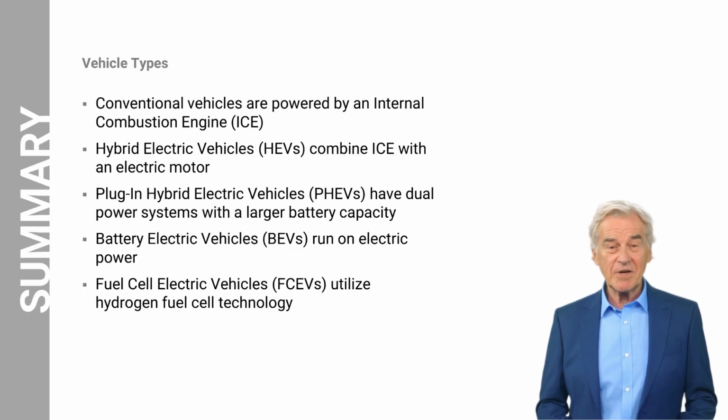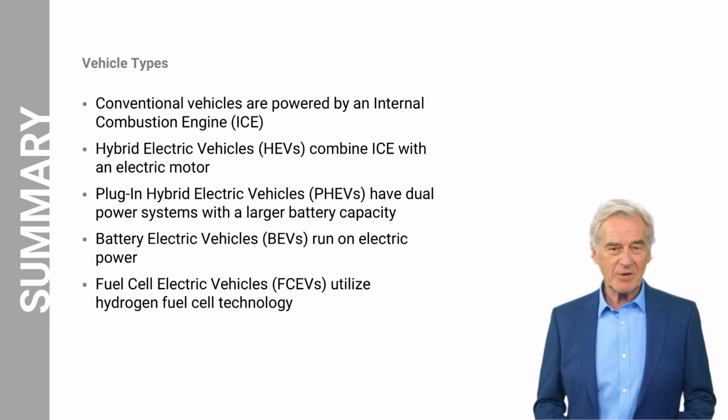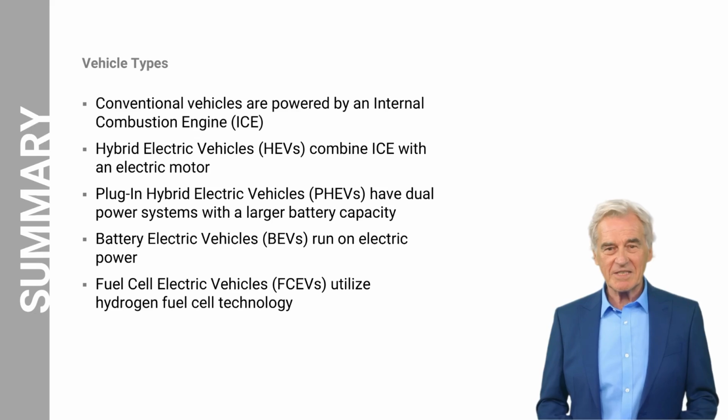Let us summarize what we have learned about the different types of vehicles. Conventional vehicles run on fossil fuels. Hybrid electric vehicles, HEVs, combine internal combustion engines with electric motors. Plug-in hybrid electric vehicles, PHEVs, have an internal combustion engine, ICE, and an electric motor, just like an HEV, but with larger batteries enabling an extended electric range. Battery electric vehicles, BEVs, run solely on electric power. Fuel cell electric vehicles, FCEVs, use hydrogen fuel cells emitting only water vapor.